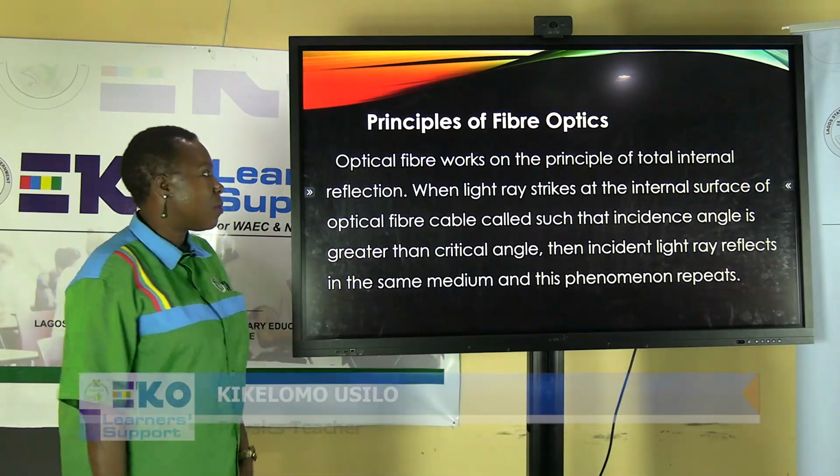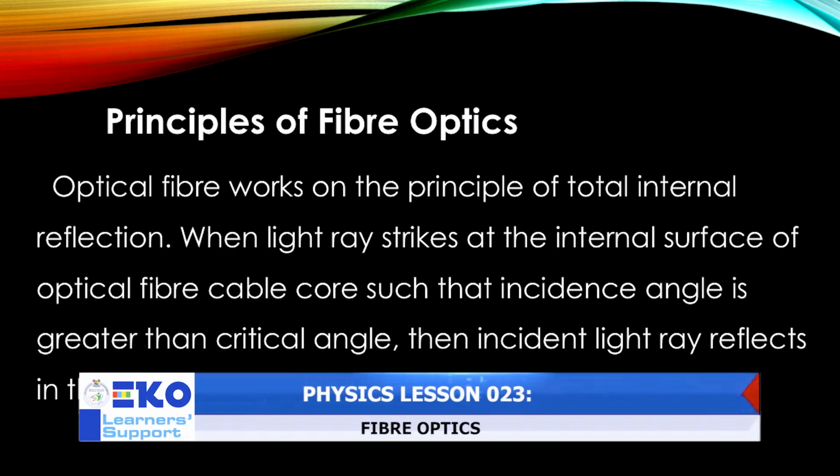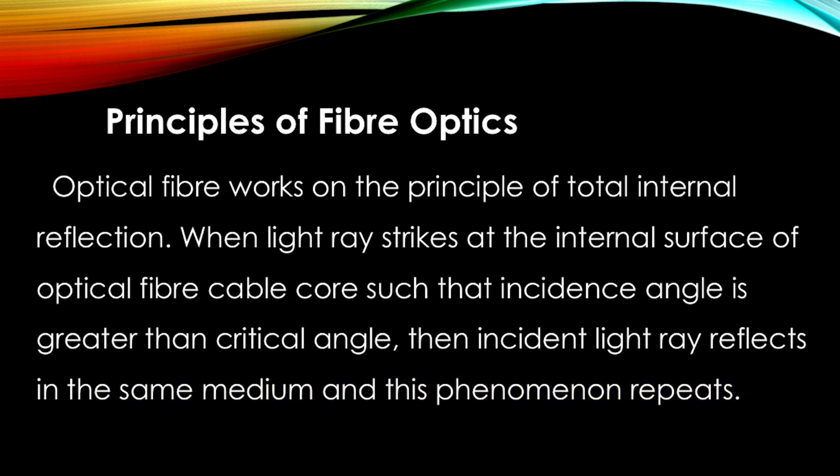What are the principles of fiber optics? Optical fiber works on the principle of total internal reflection. When a light ray strikes the internal surface of the optical fiber cable core such that the incident angle is greater than the critical angle, then the incident light ray reflects in the same medium and this phenomenon repeats itself.